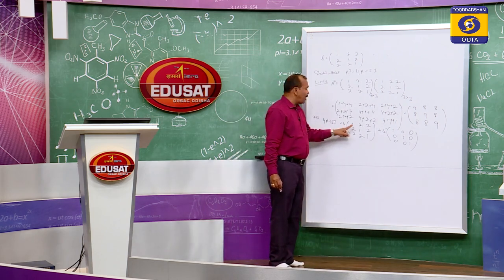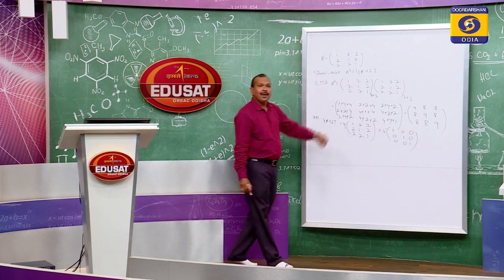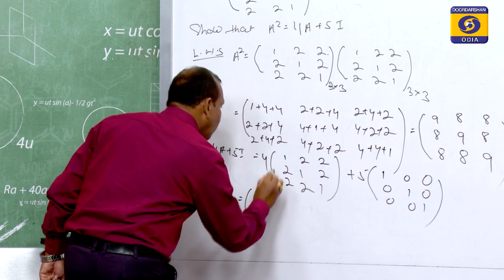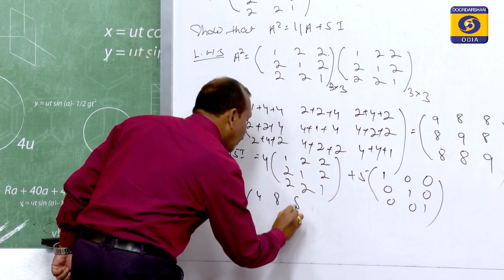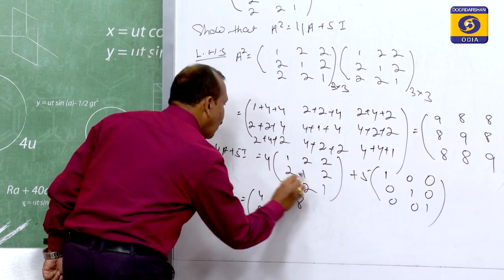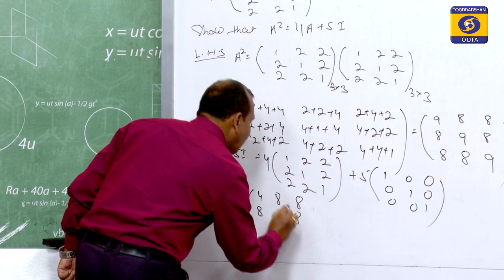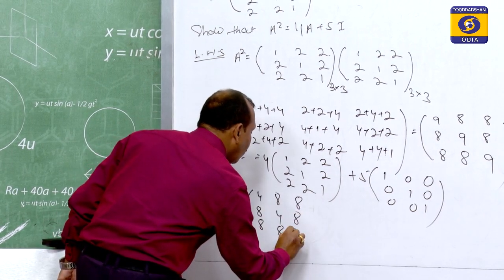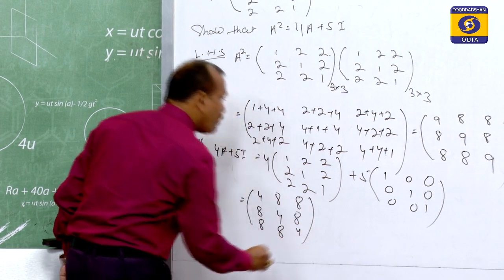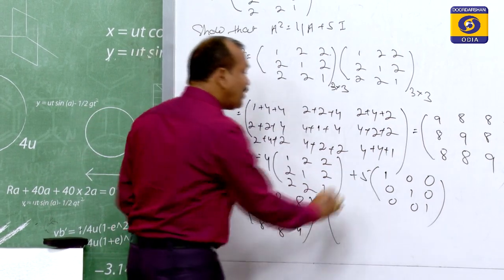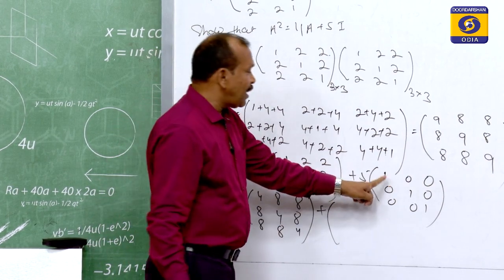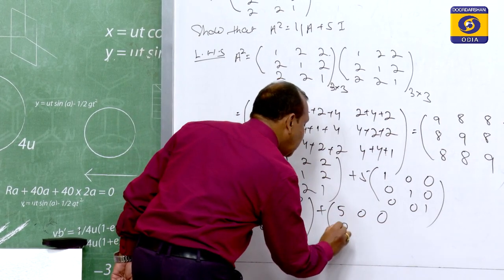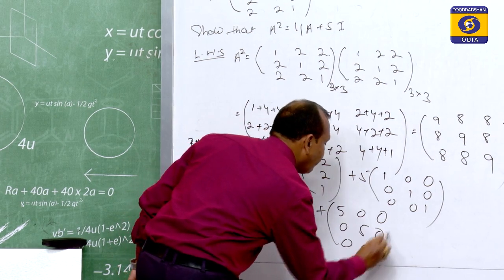Here 4 is a scalar multiplied in a matrix, that means 4 is multiplied in each element of the matrix. That becomes 4 into 1 is 4, 4 into 2 is 8, 4 into 2 is 8, and so on, giving 4 8 8, 8 4 8, 8 8 4. Plus 5 is a scalar multiplied in a unit matrix, that is 5 is multiplied in each element, then we have 5 0 0, 0 5 0, 0 0 5.